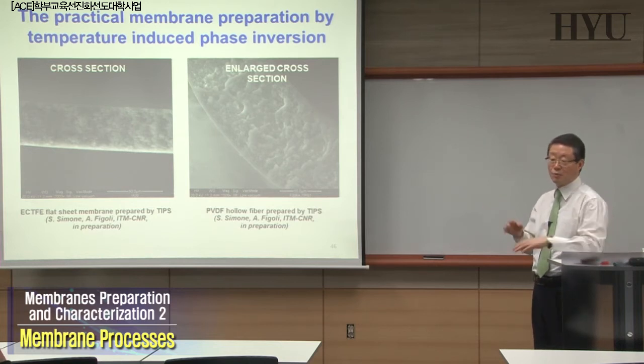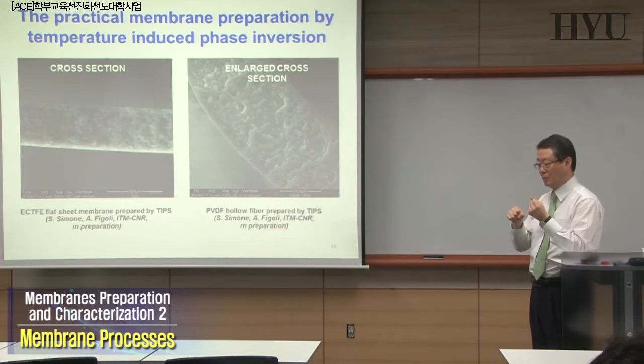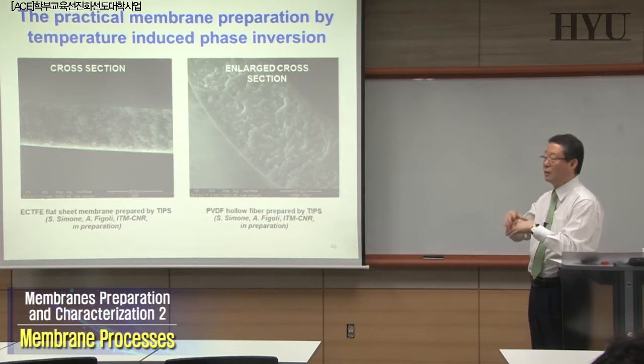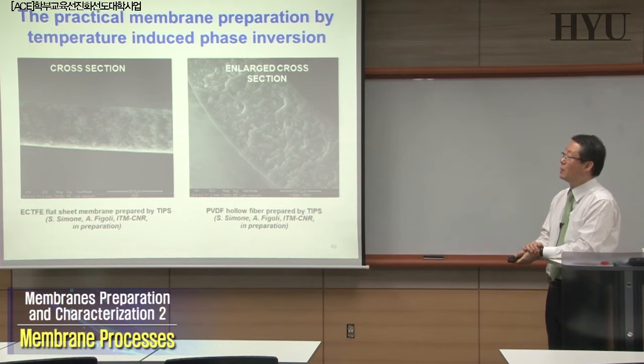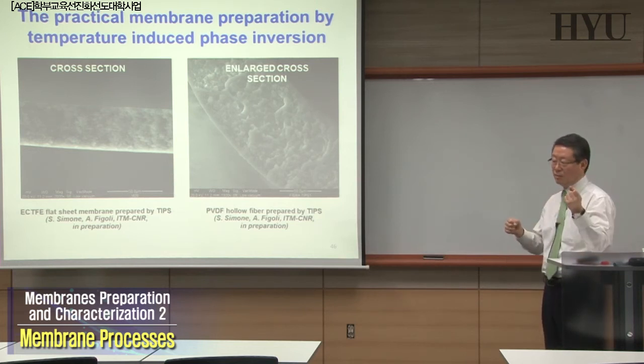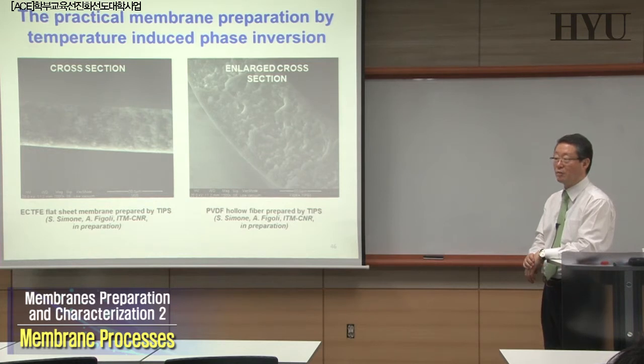One of the advantages of this TIPS process over NIPS is the high mechanical strength, okay? Because you can induce the crystallization by temperature differences, so that you can make a highly oriented, highly crystalline membrane using this semi-crystalline polymer. Okay? So the mechanical strength of PVDF hollow fiber from Toray is up to about 12 megapascal in the tensile strength, which is almost double the mechanical strength of the common PVDF membrane made from other producers.